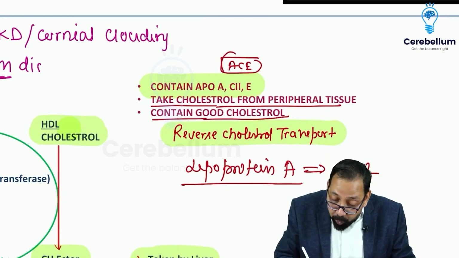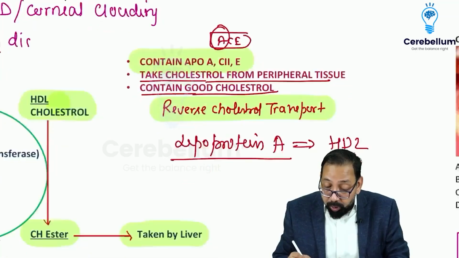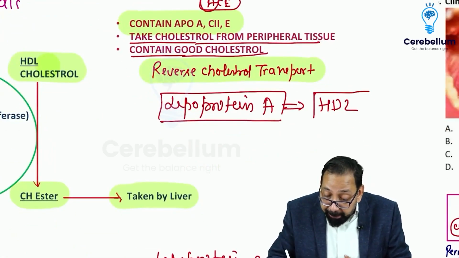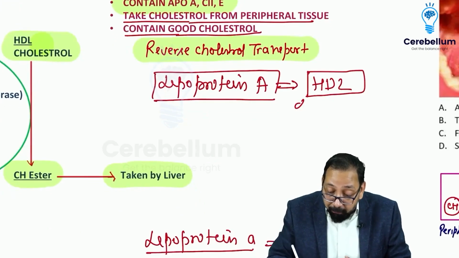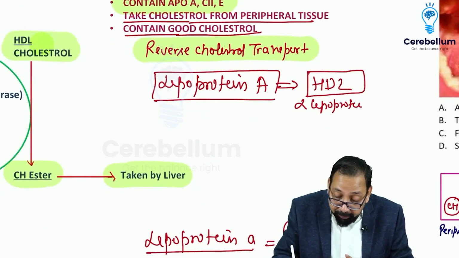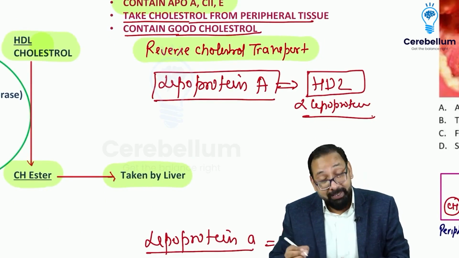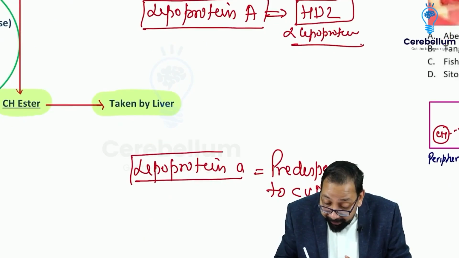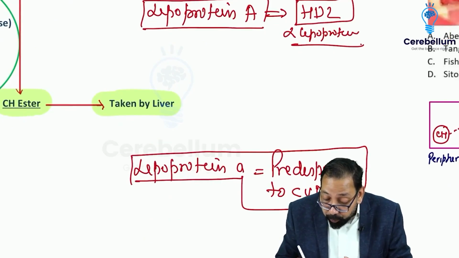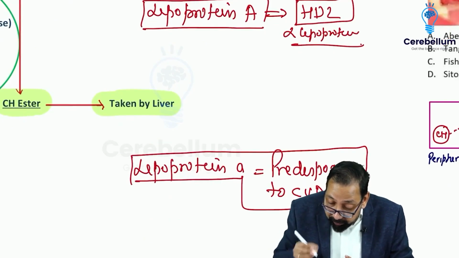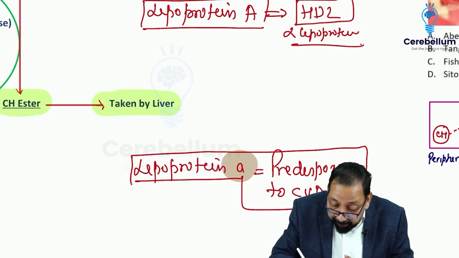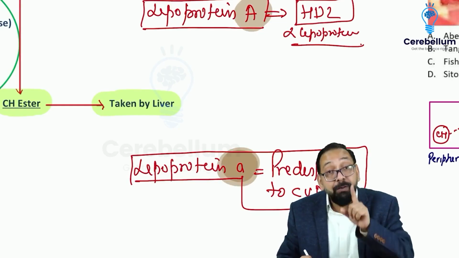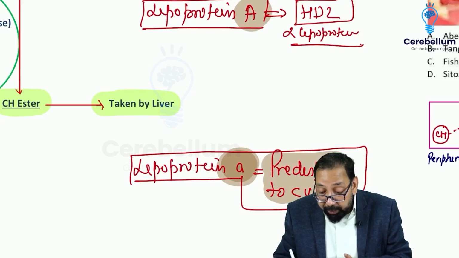It contains ApoA. That's why it is called lipoprotein capital A. Point it out: lipoprotein capital A, HDL, or alpha lipoprotein, three names for the same thing. They are cardioprotective. But lipoprotein small a is different and it predisposes to cardiovascular disease. This is an important point: sometimes capital A or small a will be given in the options, so you will differentiate it. Small a predisposes to cardiovascular disease.